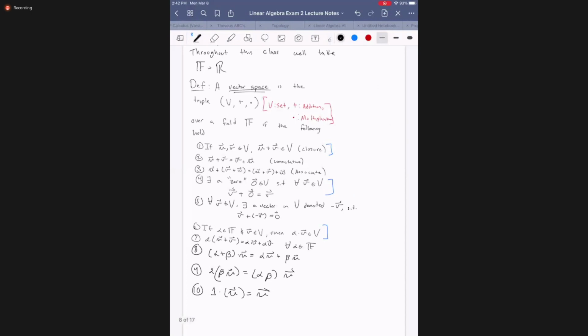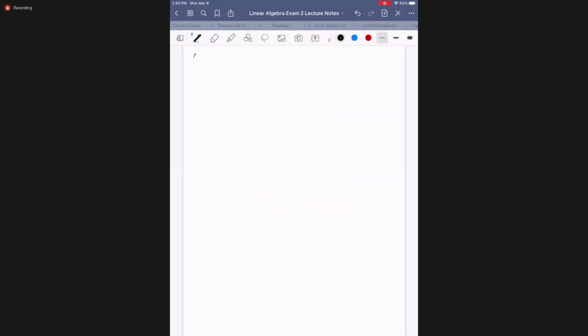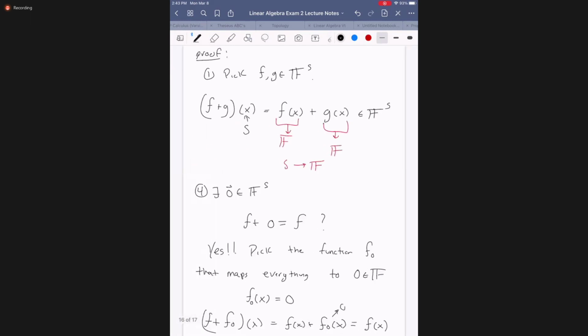And then scalar multiplication. So number 6. Okay, so pick an alpha in my field and f in my set F of S. Oops, I'm going too fast. I guess I can just keep talking a little bit about this.